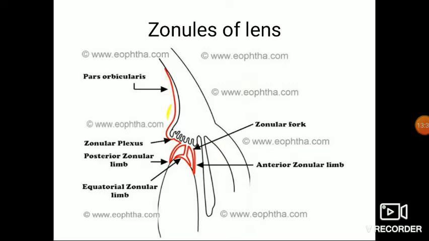Pars orbicularis is the part of the zonules which lies over the pars plana. These are the zonular plexus. The zonular plexus are the part of the zonules that lies between the ciliary processes and the zonular fork, the point of angulation of the zonules which lies at the mid zone of the ciliary valleys, out of which there is the anterior zonular limb.